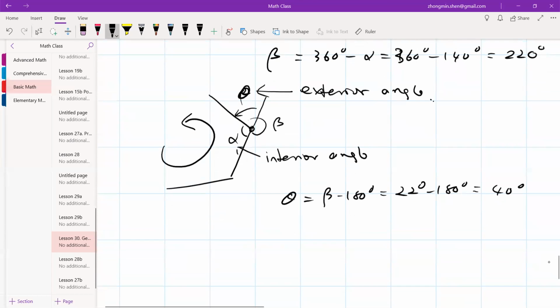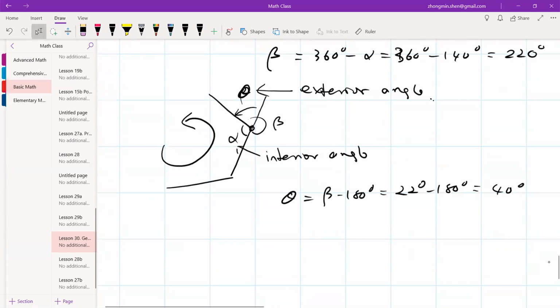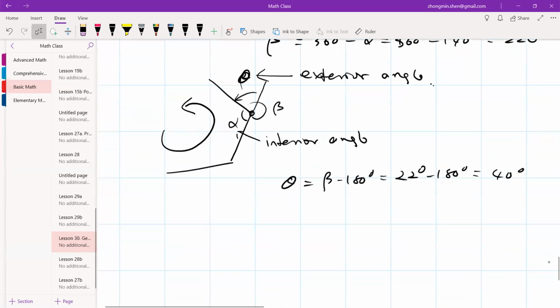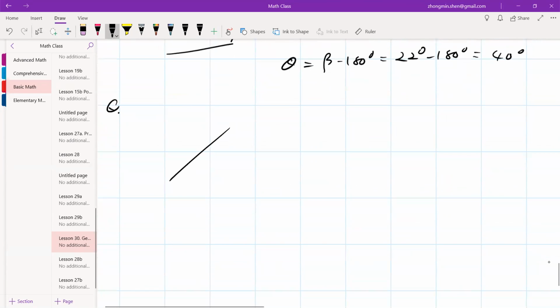All right, so that is exterior angle. So the sum of exterior angles is going to be 40 times 9, which is 360 degrees. And let's do one more problem.